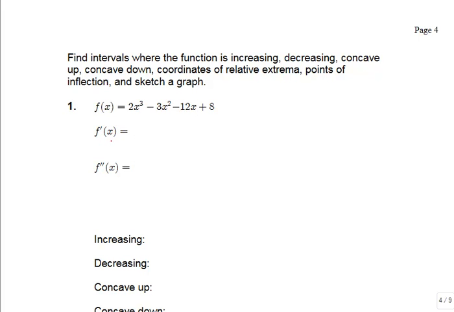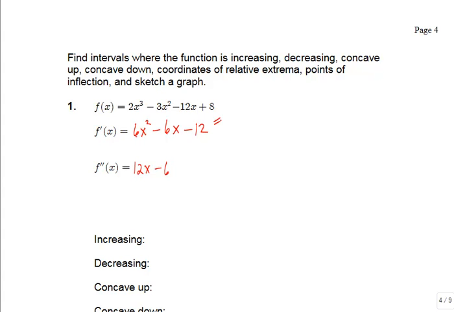Okay, so step number one. Always find your first and second derivatives first. So the first derivative would be 6x squared minus 6x minus 12. And our second derivative would be 12x minus 6. Now you want to find the critical points of your first derivative and the corresponding critical points of the second derivative, because those are going to be the things that we put on our number lines.